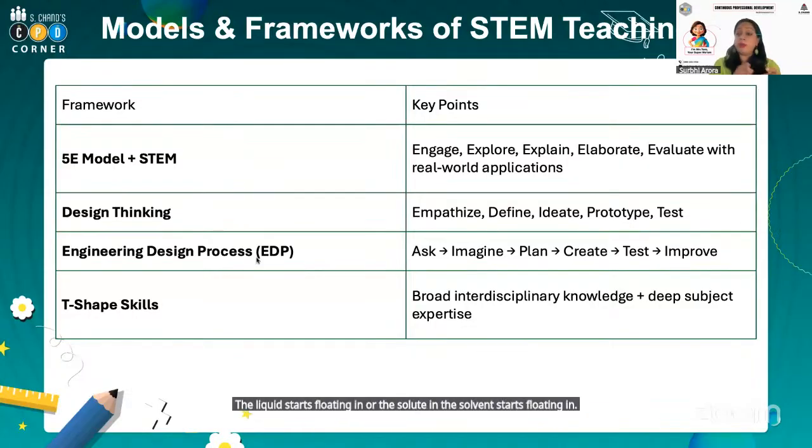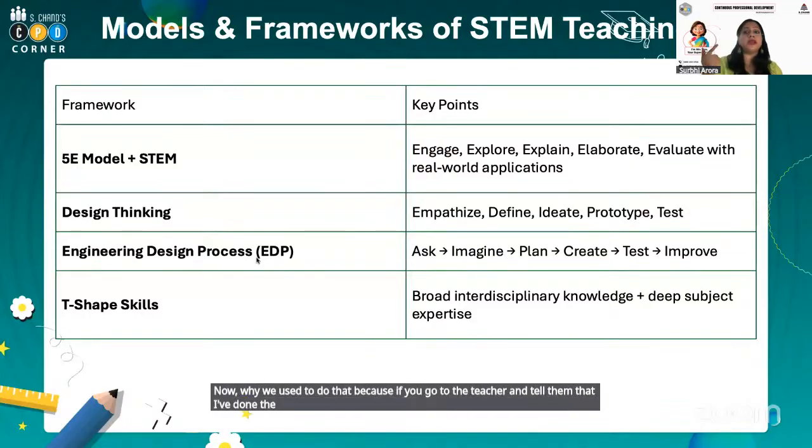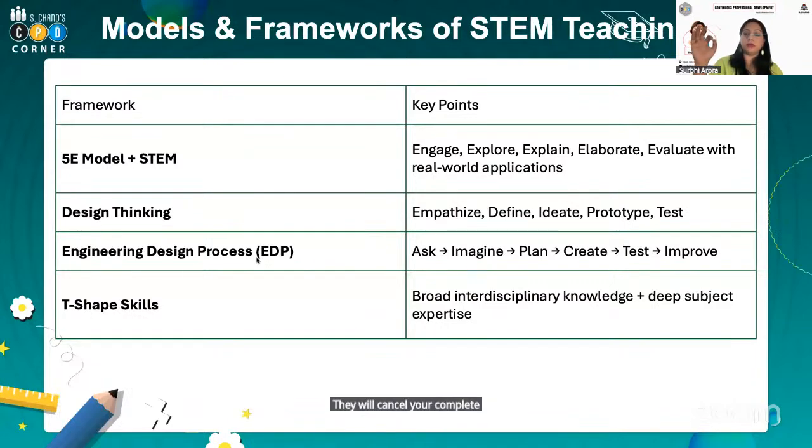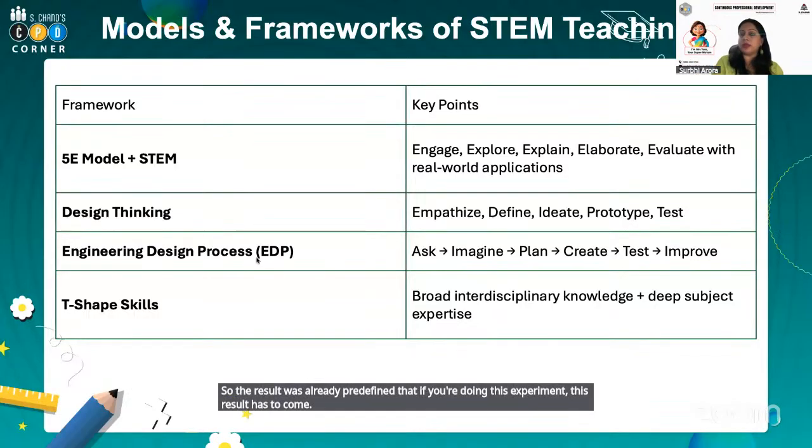Now, why did we do that? Because if you go to the teacher and say that you've done the titration and your endpoint is incorrect, they will cancel your complete experiment and you get a big zero. All those years we were not allowed to run an experiment where the result was not okay. The result was already predefined: if you're doing this experiment, this result has to come. That was what we were told.